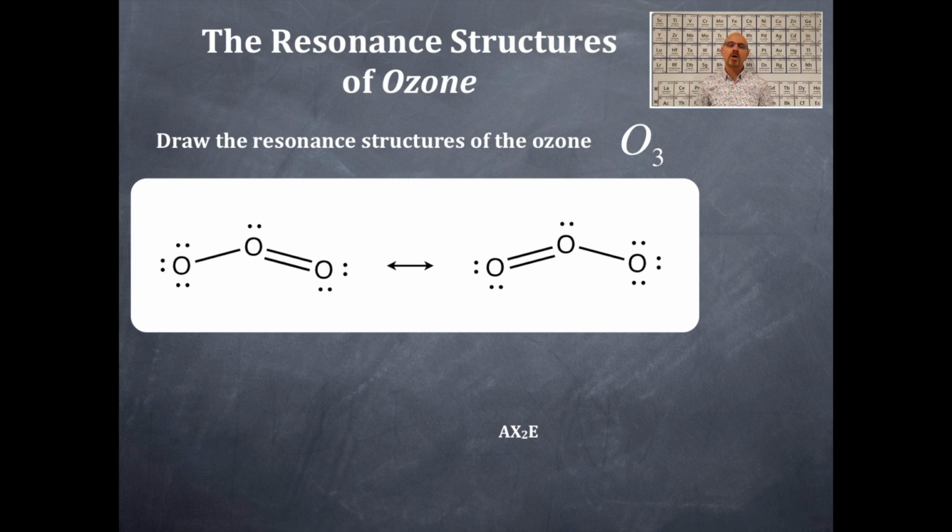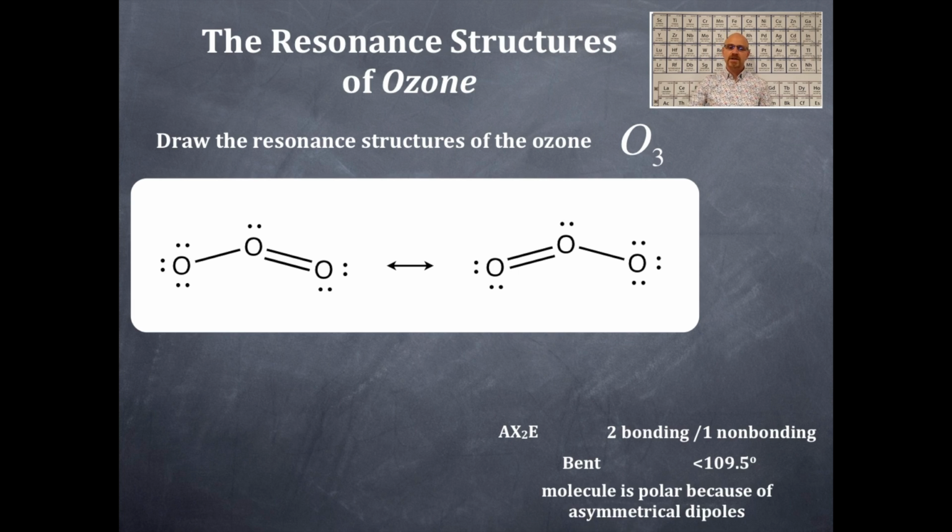First, all 4 of them are AX2E. There are 2 bonding, 1 non-bonding. It is a bent molecule, and the angle is much less than 109.5, closer to 105 degrees. This molecule is polar because it has polar bonds, but it is also asymmetrical, therefore it is polar. By the way, a Lewis dot structure that is a triangle does not work.